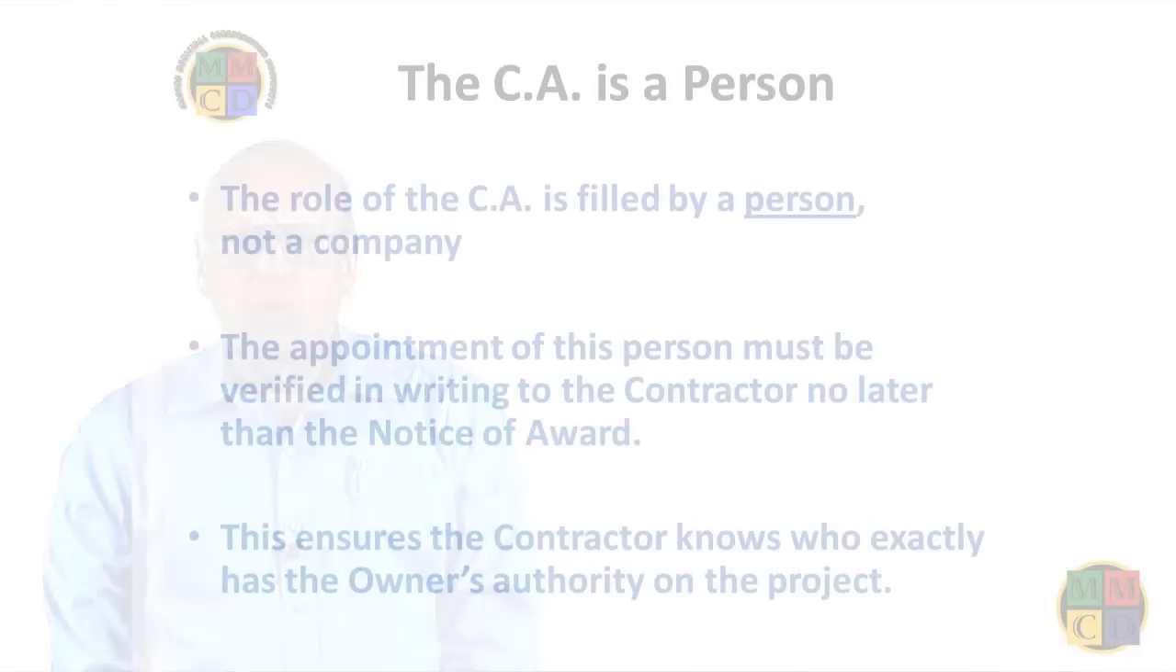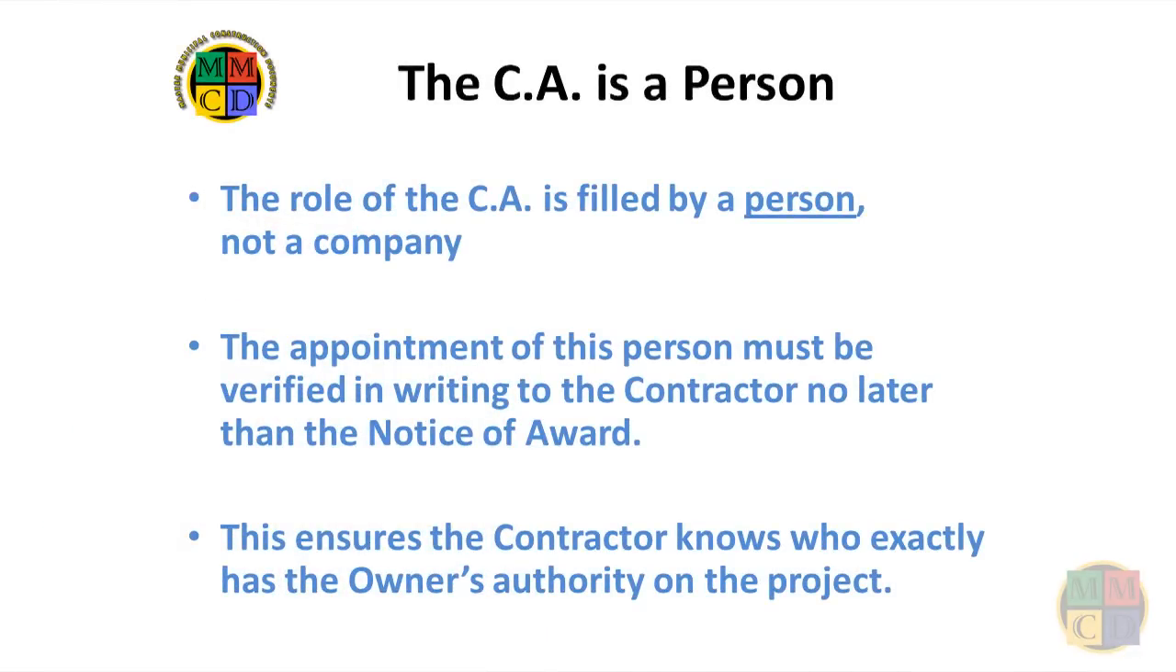It's important to stress one other point. The CA is a person, not a company. It is essential that the contractor know specifically whose signature is authorized to make changes to the contract, to authorize payment, and to evaluate quality.